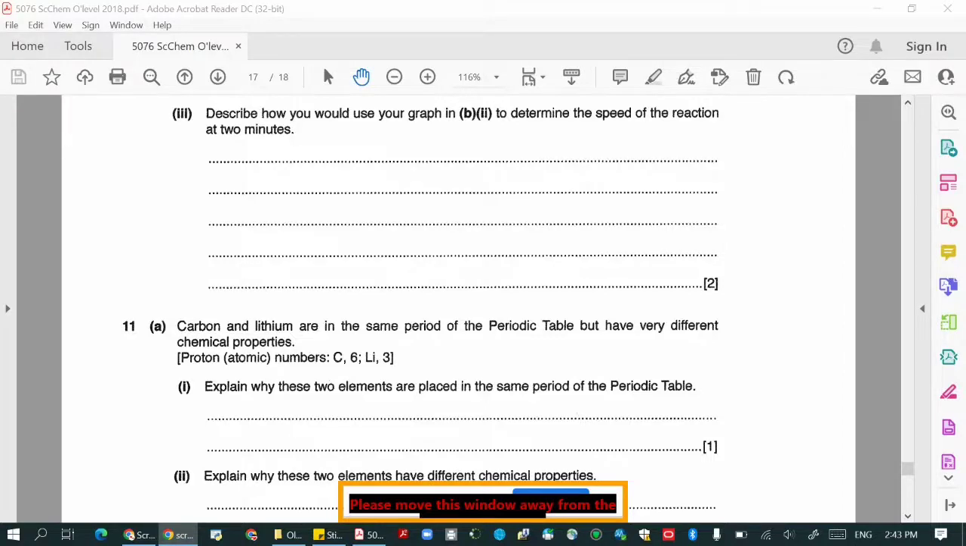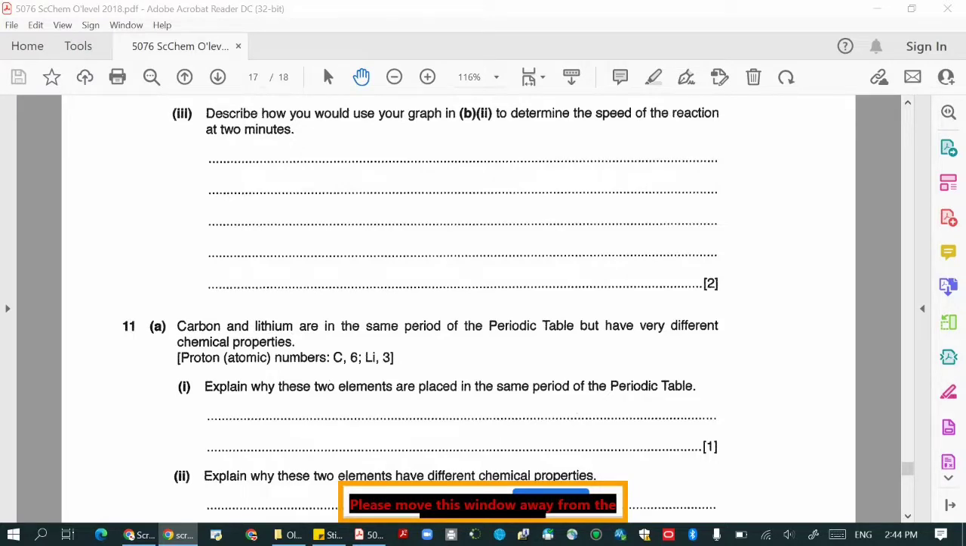Hi guys, this video concerns a speed of reaction question that asks you to describe how the speed of reaction can be measured. So this is 2018, paper 3, question 10, B, part 3. I repeat, 2018, paper 3, question 10, B, part 3. Let's take a look at the question.